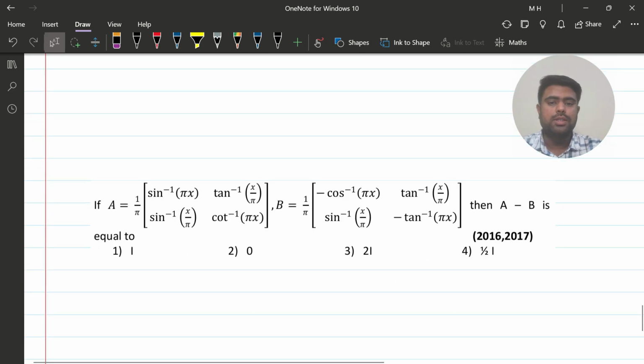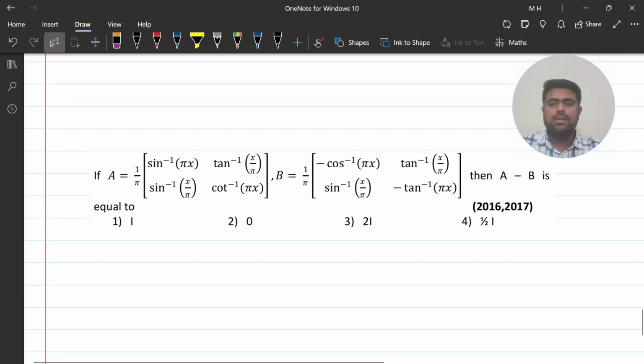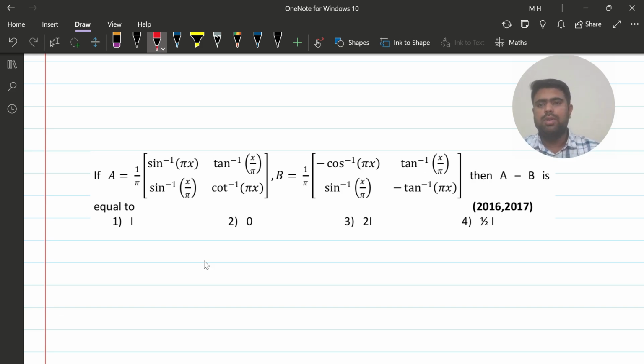So let us now go to the next question. This question has also been repeated. The next question says A is equal to 1 by pi of this matrix, B is equal to 1 by pi of this matrix, then A minus B is. It looks very difficult, but it is not so. We will take out A minus B and then let's see what will happen.